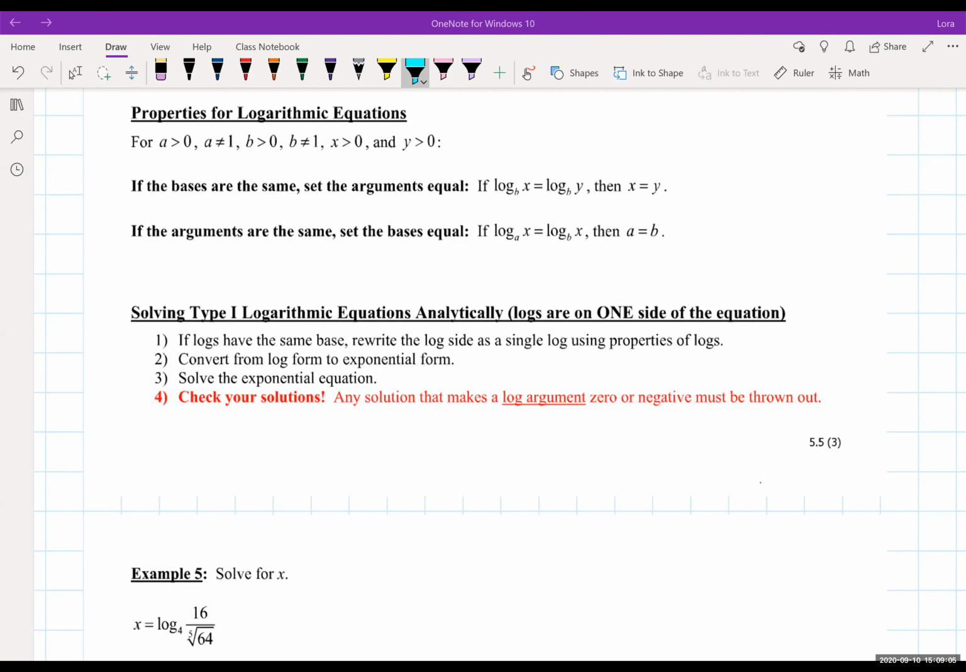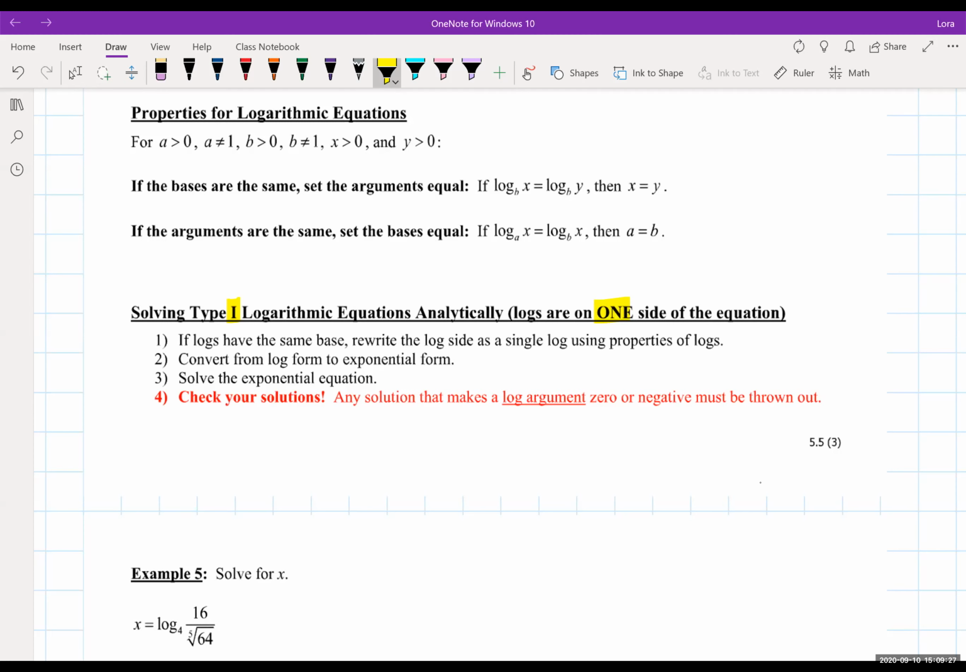Are you ready to solve some log equations? If you said yes, you're in the right place. Let's take a look at some of the type 1. And I think the category is nice. When they call it a type 1, it just means that the logs are only on one side of the equation. So that kind of matches up.